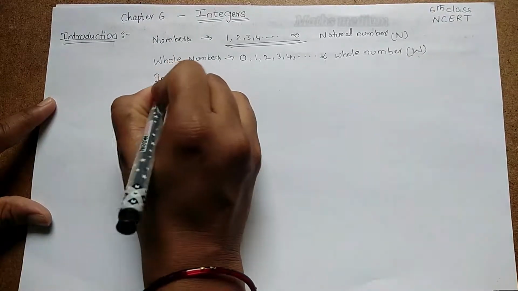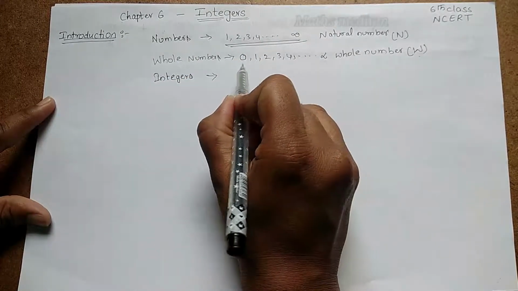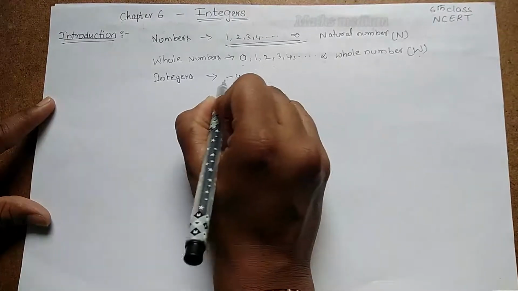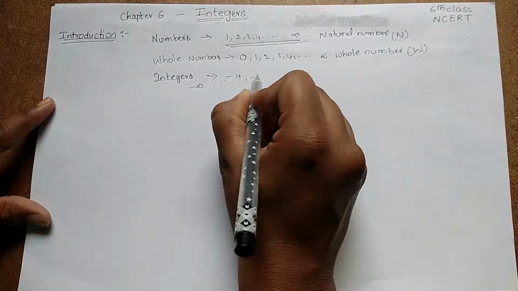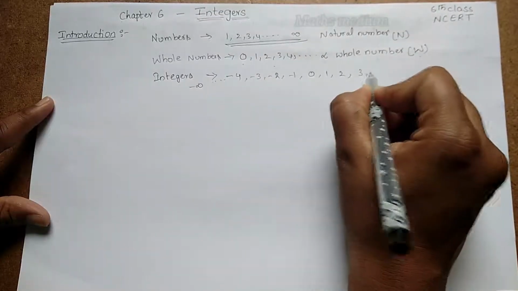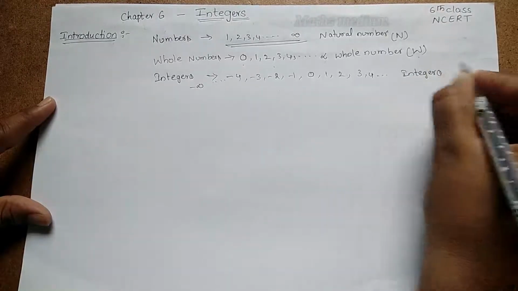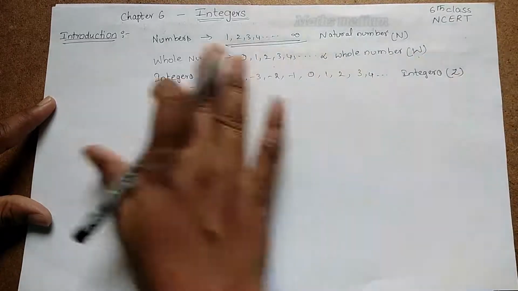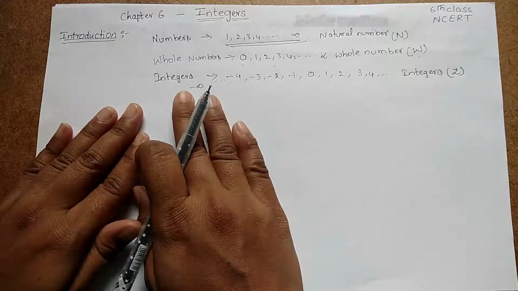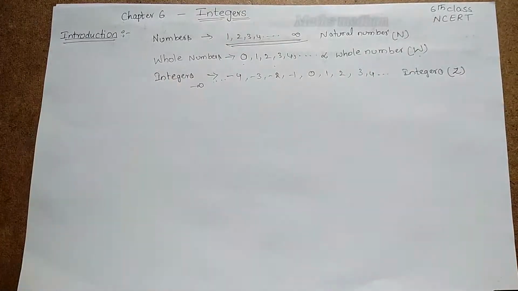Next, coming to the integers. Here we are having 0 and positive numbers. If we add negative numbers also, like this, minus infinity, minus 4, minus 3, minus 2, minus 1, 0, 1, 2, 3, 4 and so on, it is called integers. Integers are denoted with a Z. So these are the basic numbers we studied in our earlier classes, but we are going to now learn about the integers only.